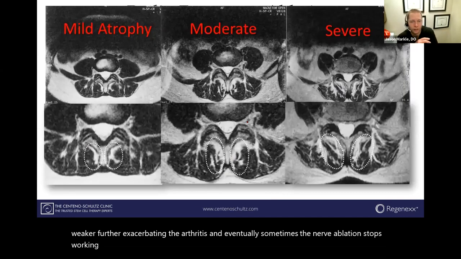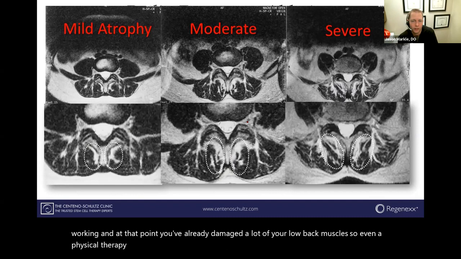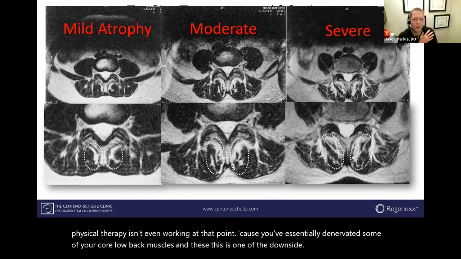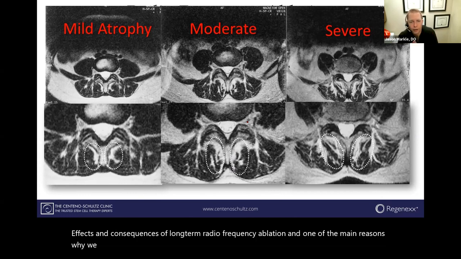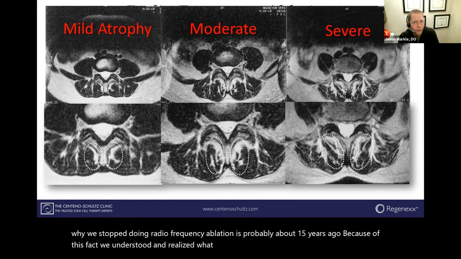At that point you've already damaged a lot of your low back muscles, so even physical therapy isn't working, because you've essentially de-innervated some of your core low back muscles. And this is one of the downside effects and consequences of long-term radiofrequency ablation. It's one of the main reasons why we stopped doing radiofrequency ablations about 15 years ago. We understood what we were doing, and we came up with some better options.